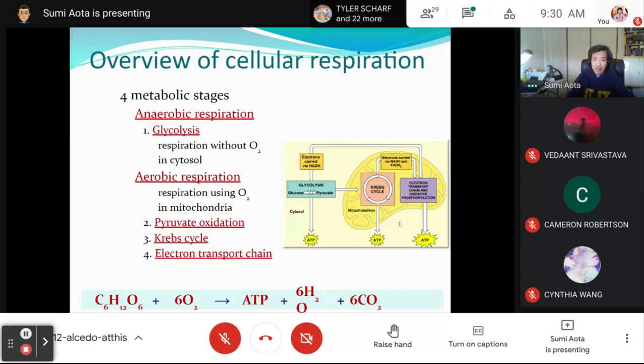Everything that occurs in the mitochondria is considered to be aerobic, although really stage 4 is the only truly aerobic stage. Stage 2 is pyruvate oxidation, stage 3 is Krebs cycle, and then the last stage is what we call the electron transport chain. And what we're going to be looking at in a fair amount of detail is this equation here.